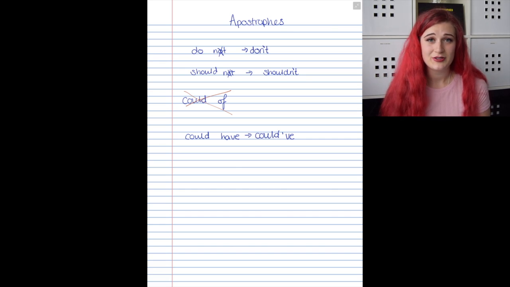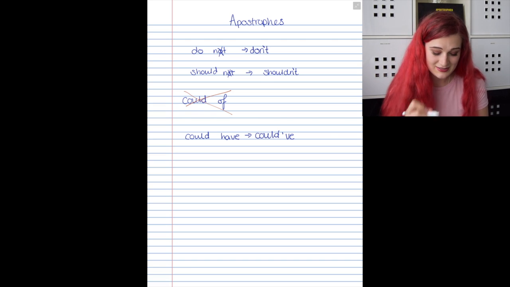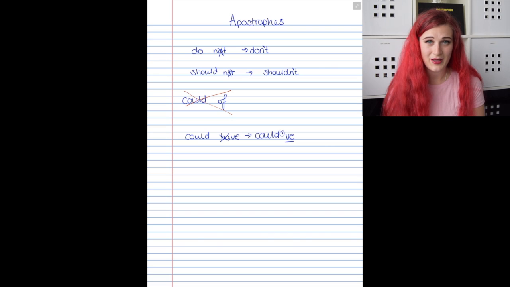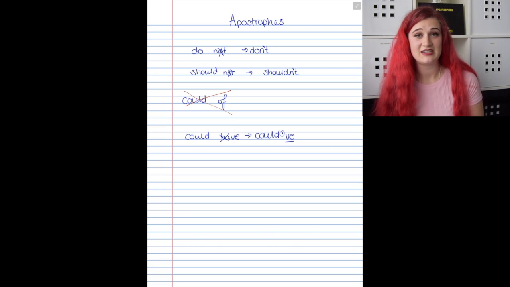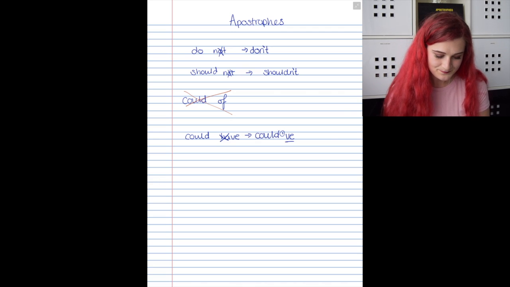So whenever we're doing contractions and you think it's could of, it's not, it's an apostrophe and then a VE. You are taking out the HA from have. I could have done it if I had the time. Now it sounds very similar to saying could of. That's why people get very confused and end up writing that down.